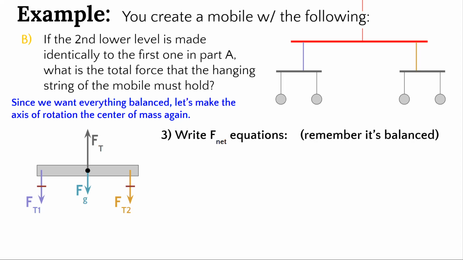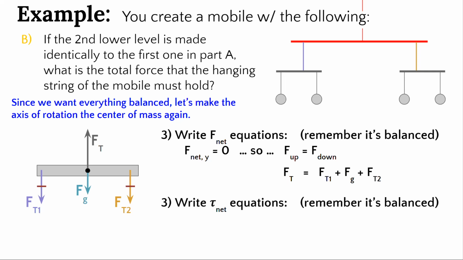Our next step is to write our F-net equations. Remember, it's balanced, so that means that the net force in the y direction needs to be 0, so my upward force needs to equal my downward forces. It looks just like it did a second ago. Ft equals Ft1 plus Fg plus Ft2. Same process that we just looked at. The net torque equation is going to look pretty similar to what we just looked at. My torque in the counterclockwise direction will equal my torque in the clockwise direction. Again, these two forces, Ft and Fg, are not applying a torque because they are applied at the axis of rotation.